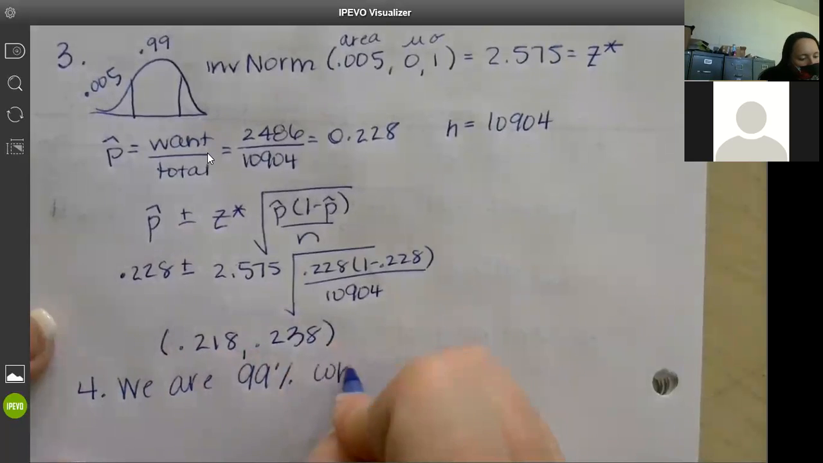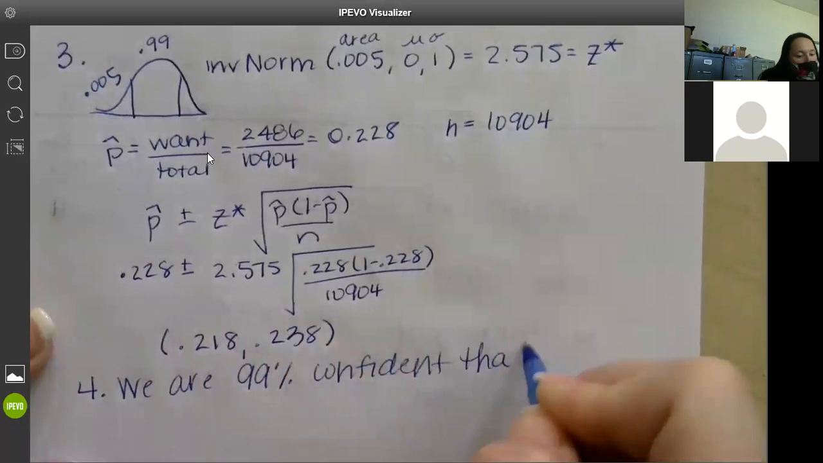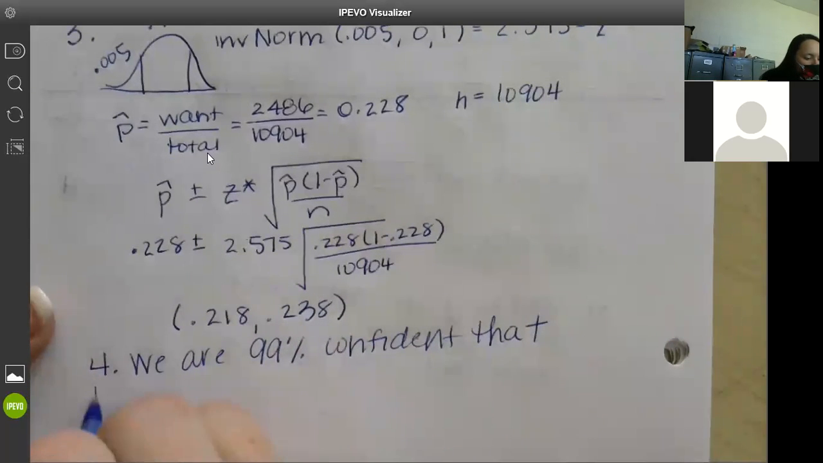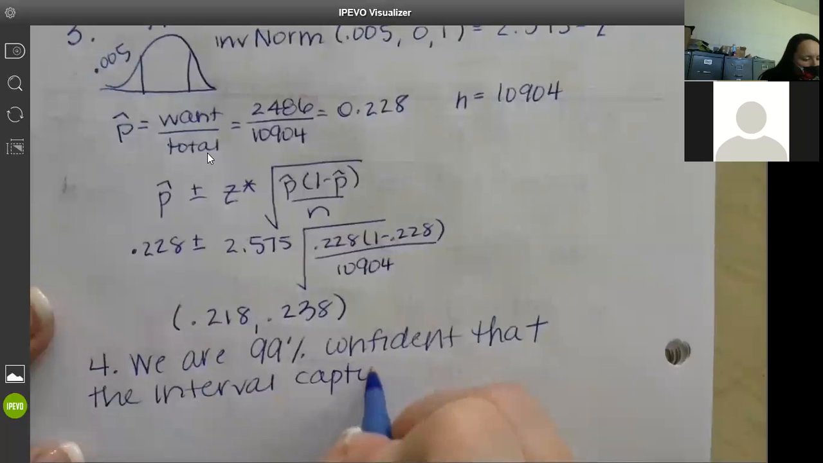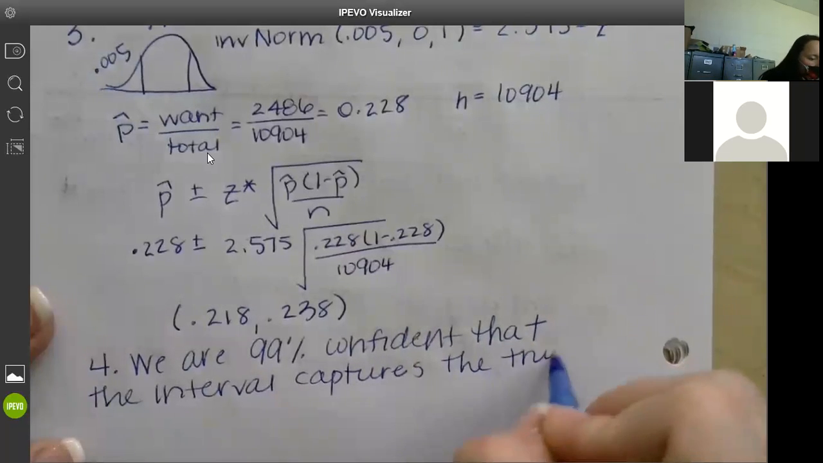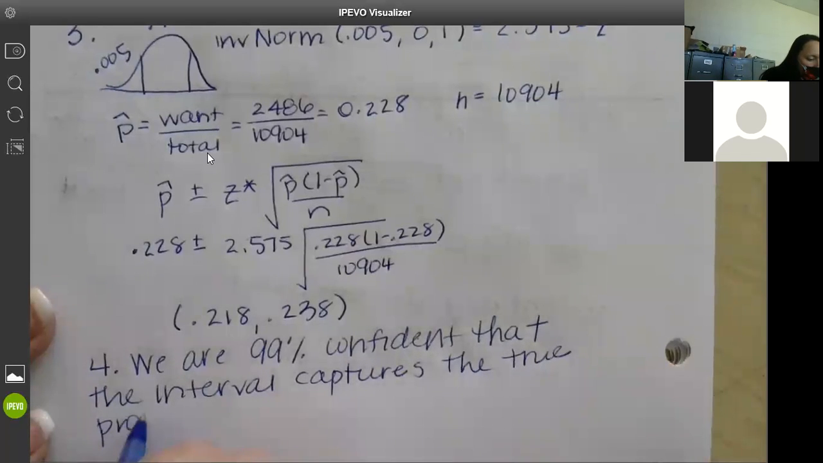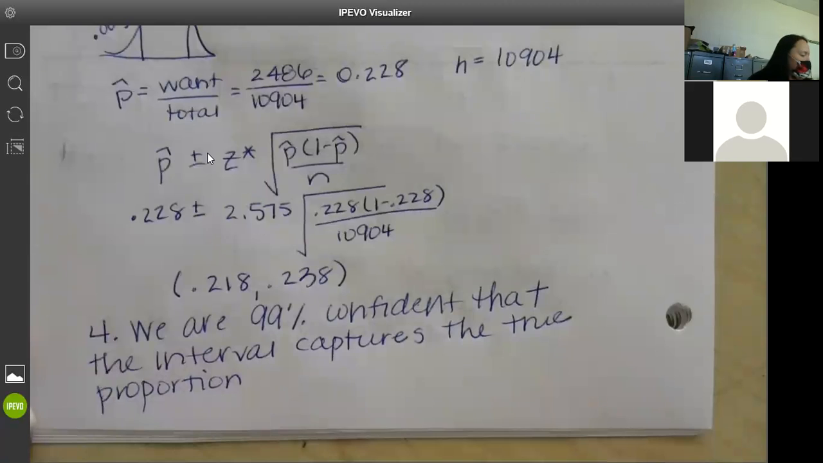Confident that the what? What do we find? Oh, the interval. What does that interval do? What's that verb? Captures. Captures what? The true. And why do we use proportion? Because that's what we were looking for. We weren't looking for the true mean. We weren't looking for the true standard deviation. We were looking for the true proportion because we used P. And then it's in context of the problem.